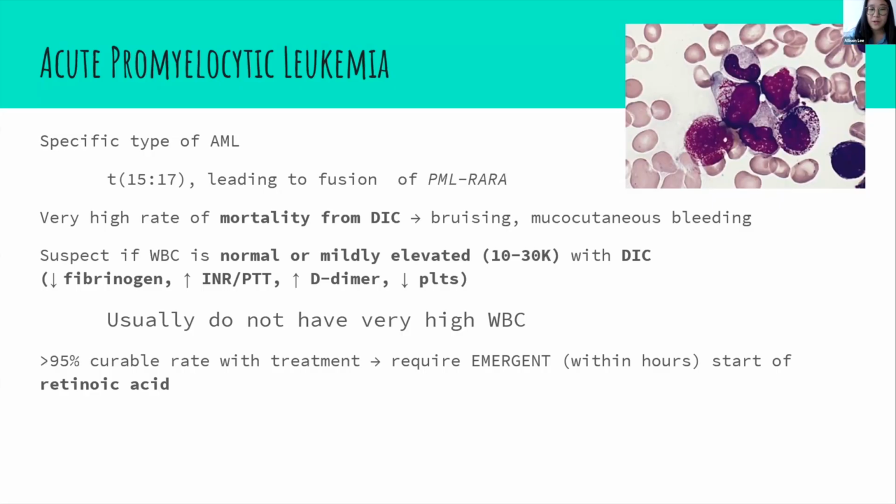And the treatment is retinoic acid. So even if your white blood cell counts aren't super high, this is more like what we see with a bad infection. But if they have DIC, then think about this and think about involving your hem-onc colleagues early so they can start the treatment.